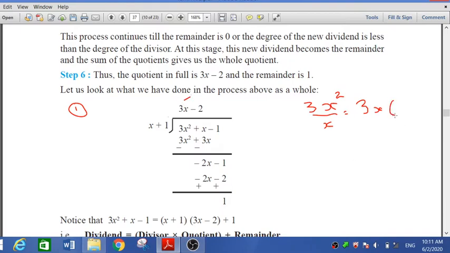Now in bracket 3x, in bracket again I have to write x plus 1. Now if we open this bracket, then we get the answer here, that is 3x square plus 3x. Now we have to change the sign, here again sign change, here again sign change. Here the answer is always 0. Again plus minus, now sign change. So minus 3x plus x, so minus 2x.